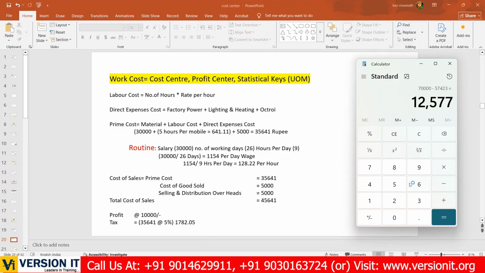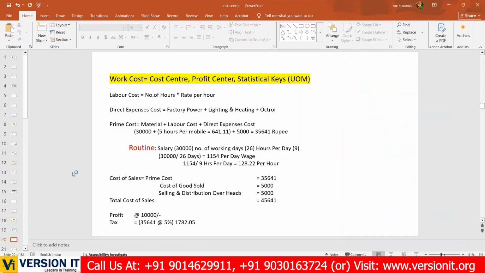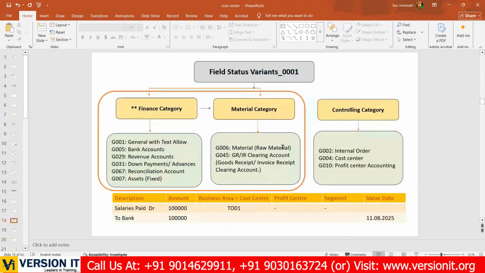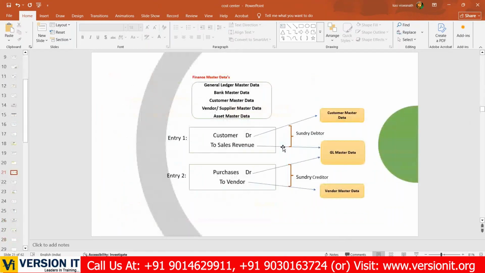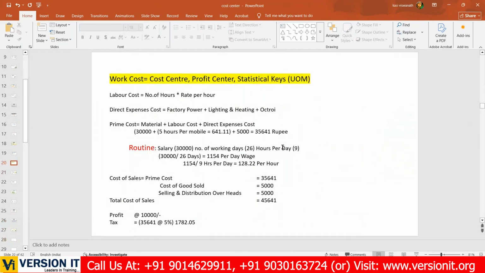Understand? Till now, whatever we discussed, the entire process is for G006 raw material. This is the key point for the entire application. So tomorrow's class we'll discuss the remaining components. What is G045 and controlling layers? Right? Anyone have any questions, please? A lengthy scenario, but once you understand, the concept is very easy.